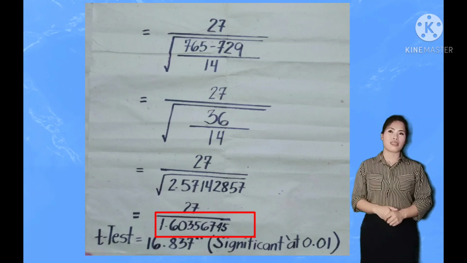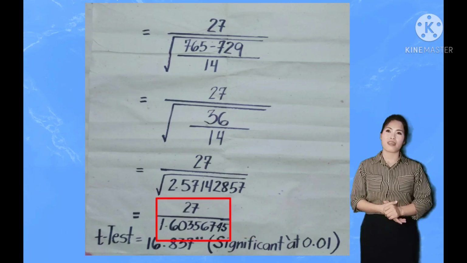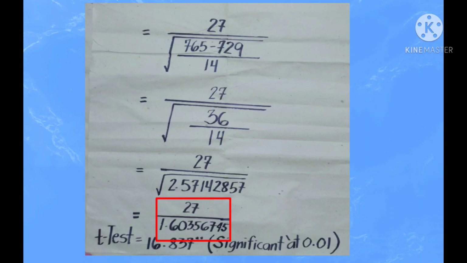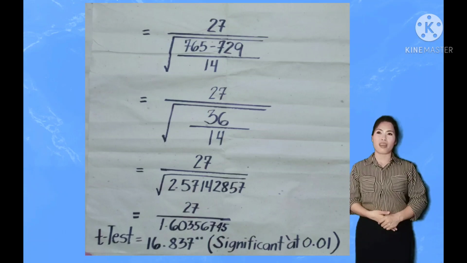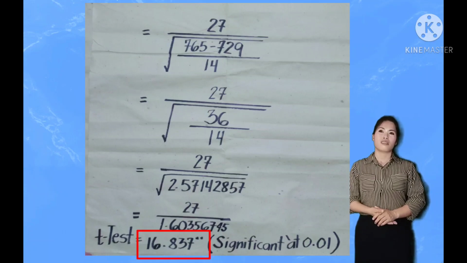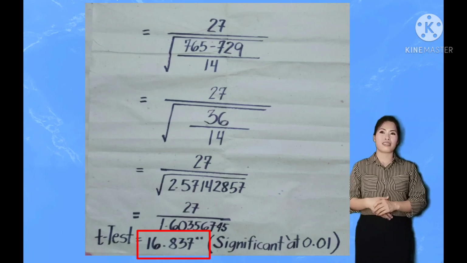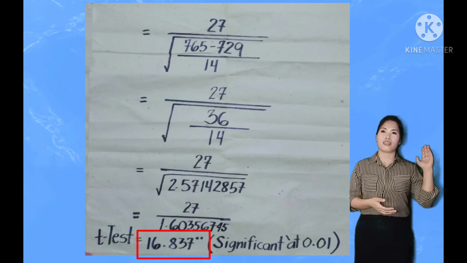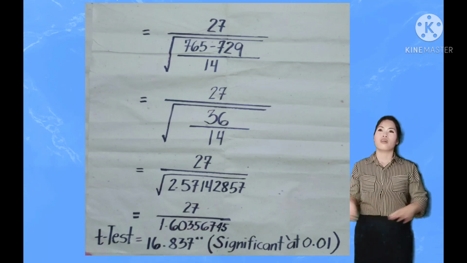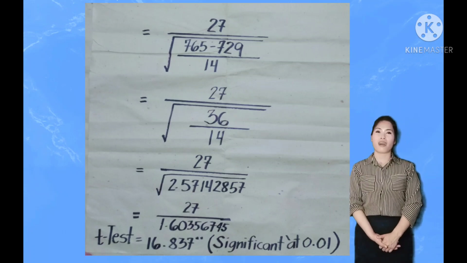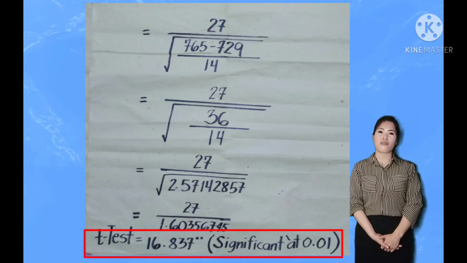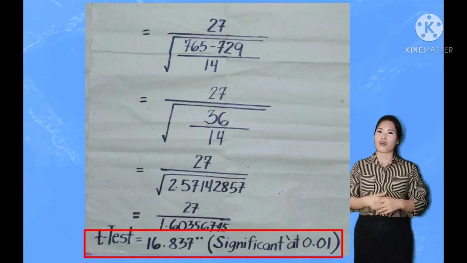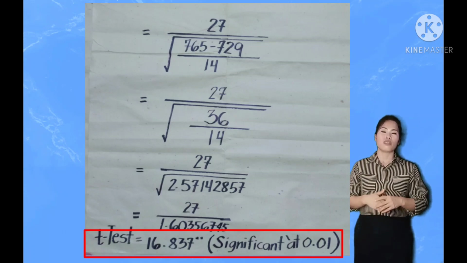1.60356745. So now we have 27 divided by 1.60356745. So let's divide. 27 divided by 1.60356745 equals 16.837. So that is why our t-test or t-value is 16.837, which is significant at 0.01. So now we're going to determine how it became significant.